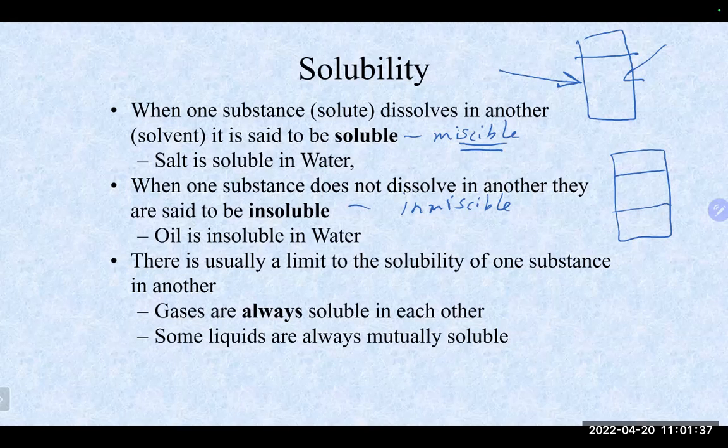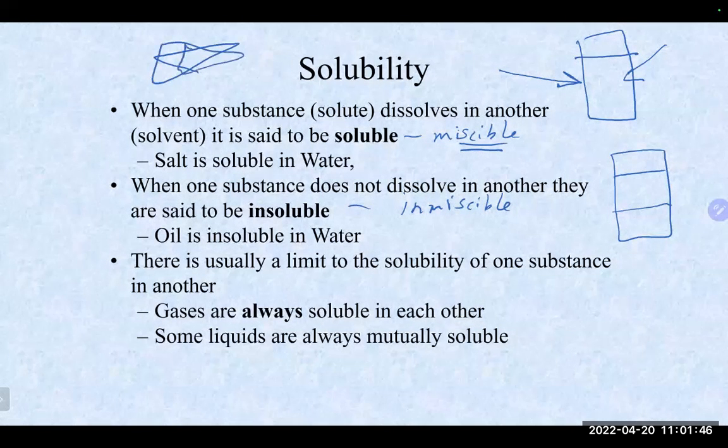Gases are always soluble in one another, and that's pretty much because gases are doing nothing but flying around. And if you have several gases, they are constantly mixing with one another. So they are soluble with one another. Some liquids are also mutually soluble with each other. That would be your polar and polar, or your non-polar and non-polar being soluble in each other. Again, you only usually run into a problem if you cross over and try to mix non-polar with polar.